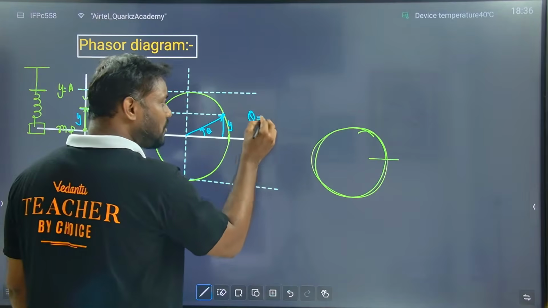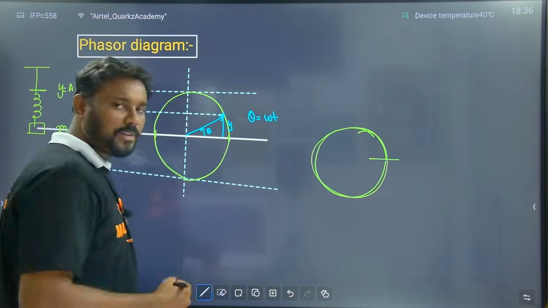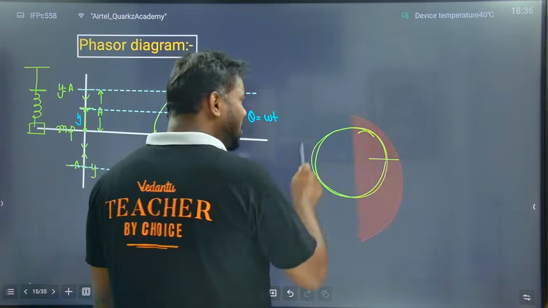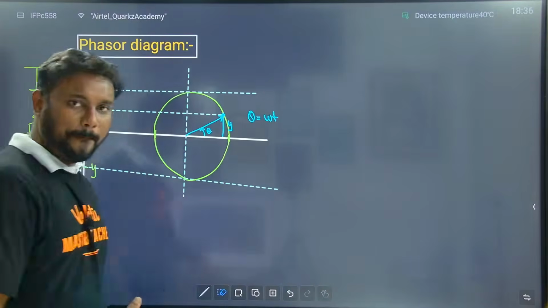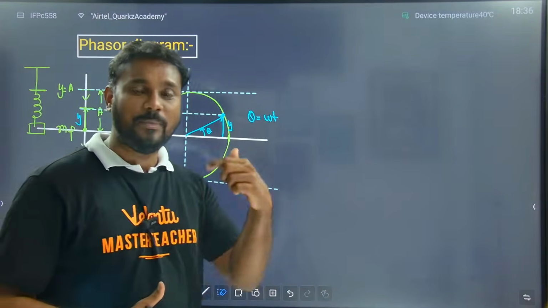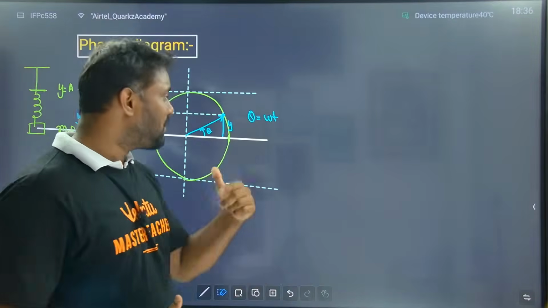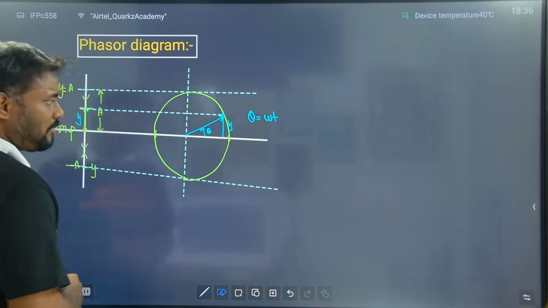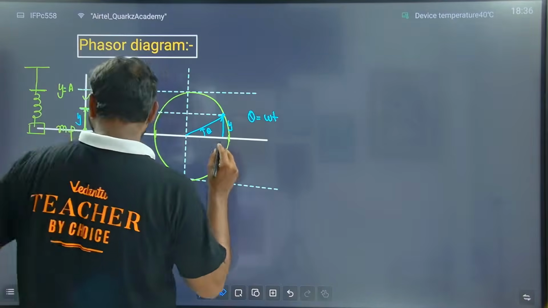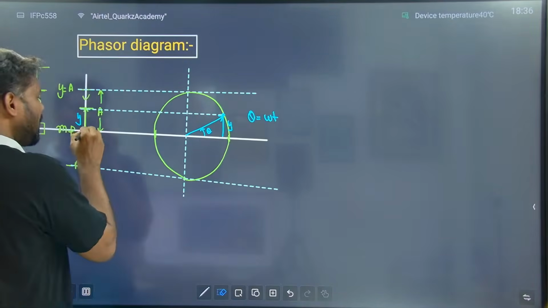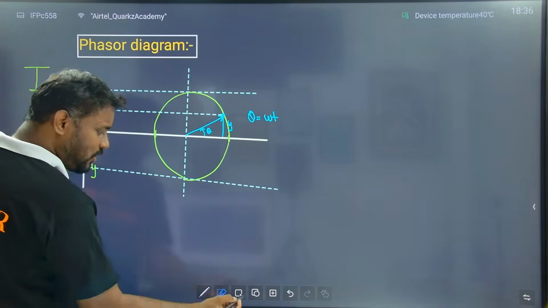Theta is equal to what? We can represent it as omega into t, the angular displacement. So how can we represent angular velocity? Angular displacement by time. Then if I want theta, we can say omega t. Yes or no? See here, where does this start? It is starting from t is equal to what? It starts from 0.